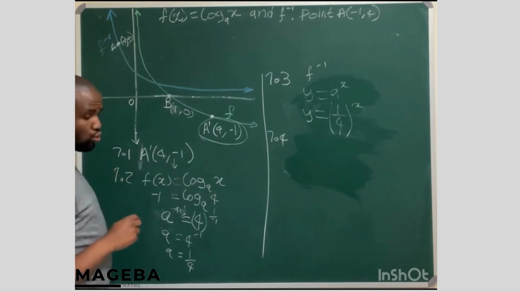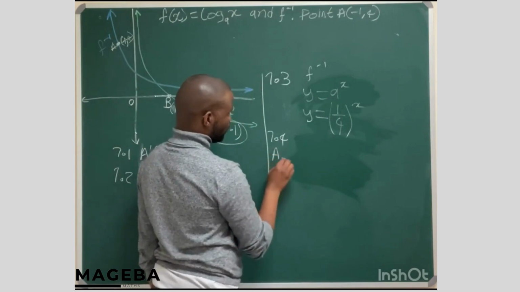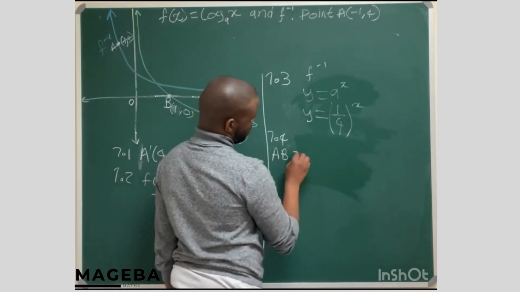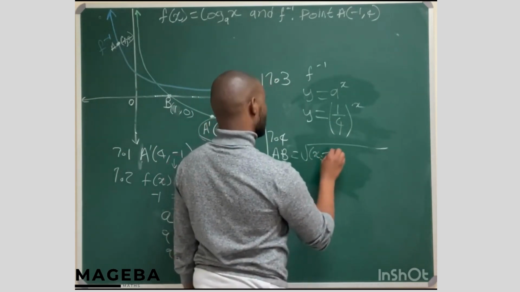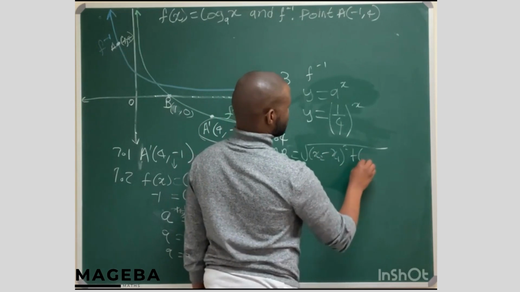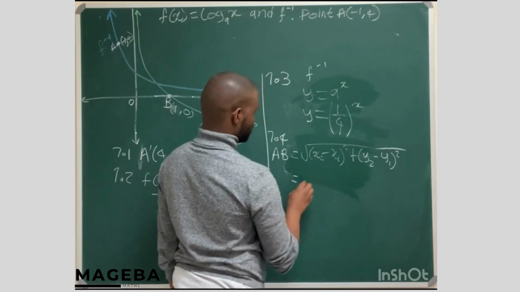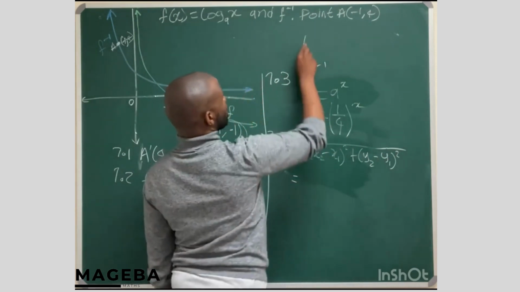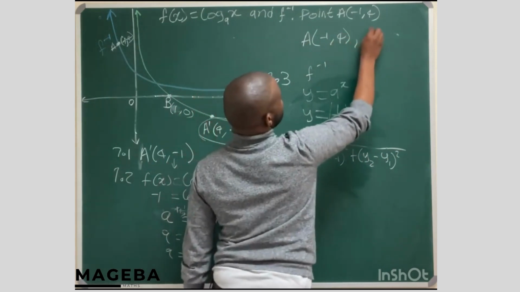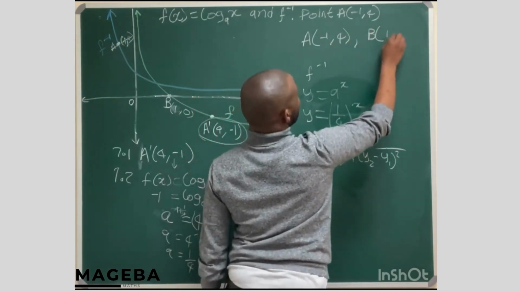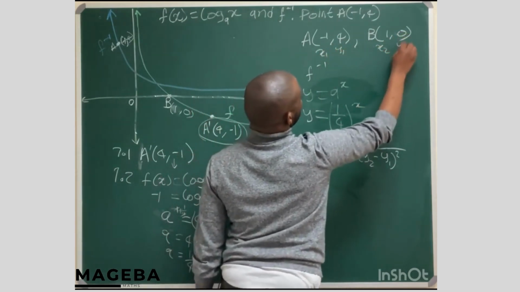So now I go to my distance formula, they're looking for AB. So AB equals the square root, what is my distance formula? It's saying (x2 minus x1) whole squared plus (y2 minus y1) whole squared. Point A is what? It's (-1; 4), and then point B, it's what? It's (1; 0). So this is x1, y1, this is x2, y2.